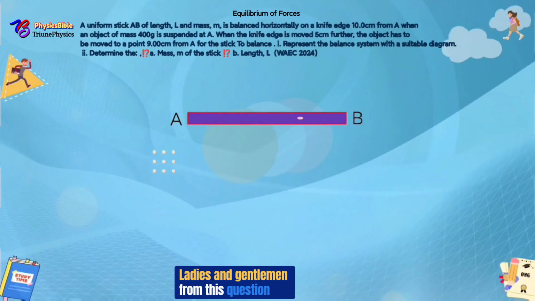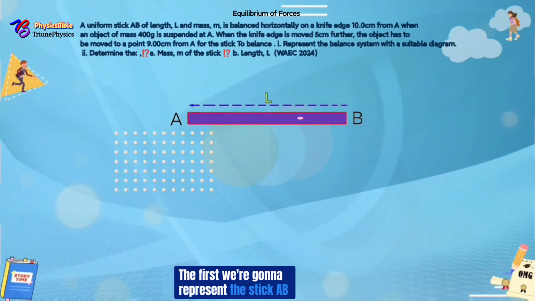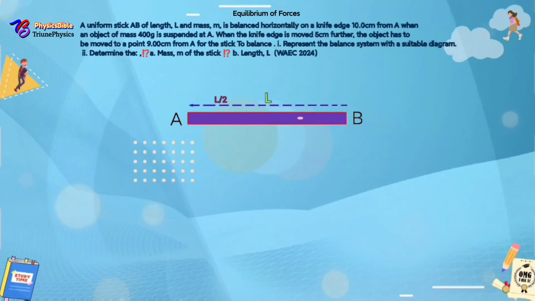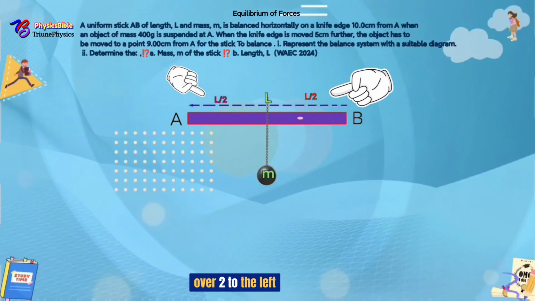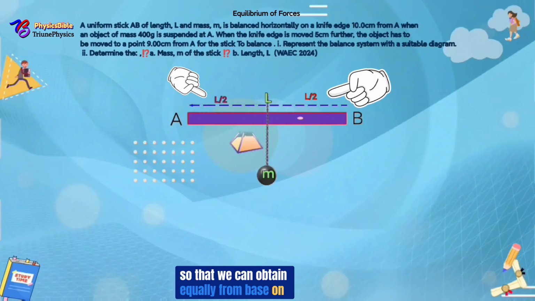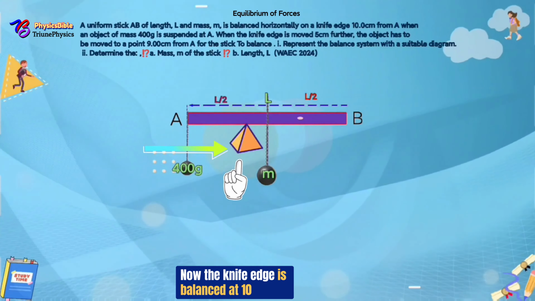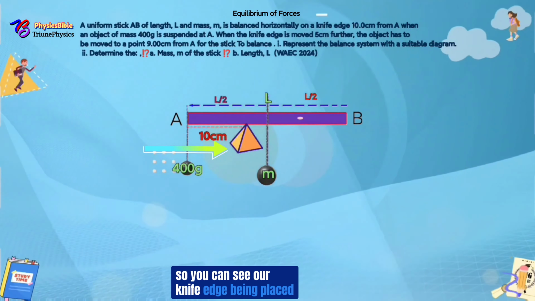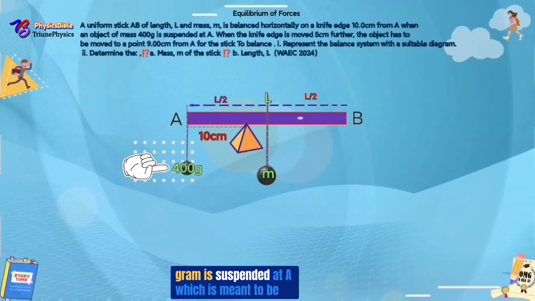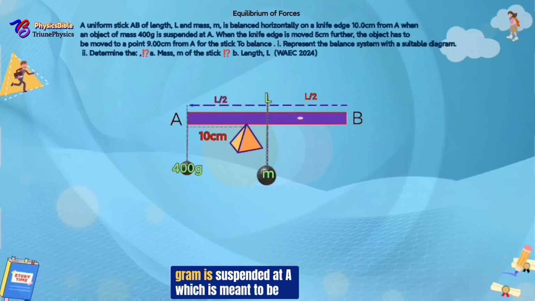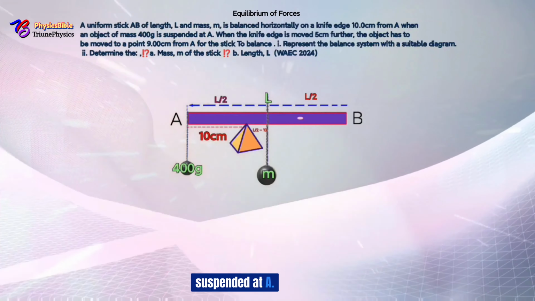Ladies and gentlemen, from this question, you understand that we're going to have two separate diagrams. The first, we're going to represent the stick AB with total length L, uppercase, and then the center of gravity will become L over 2 to the left and L over 2 to the right, so that we can obtain equilibrium based on length. Now, the knife edge is balanced at 10 centimeters from A. So you can see a knife edge being placed at 10 centimeters from A. Then the mass of 400 grams is suspended at A, which is meant to be the point of origin, 0. Hence, you can see 400 grams of mass suspended at A.